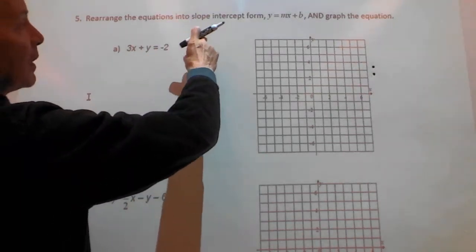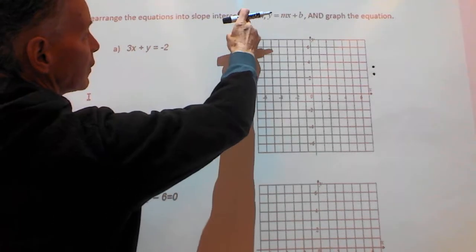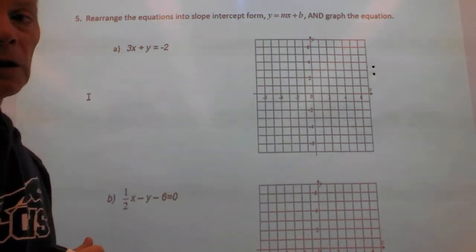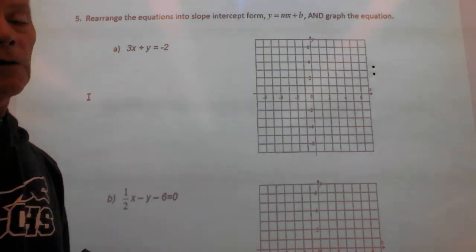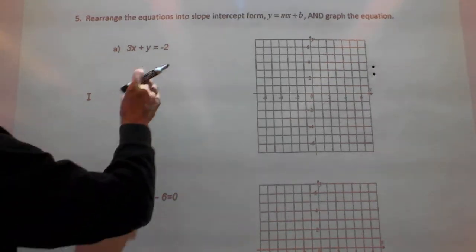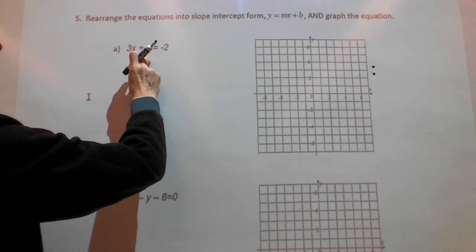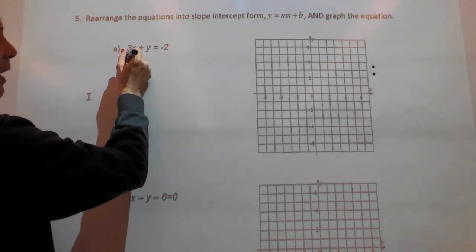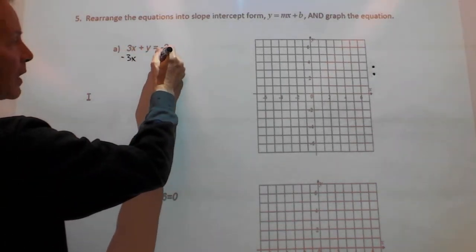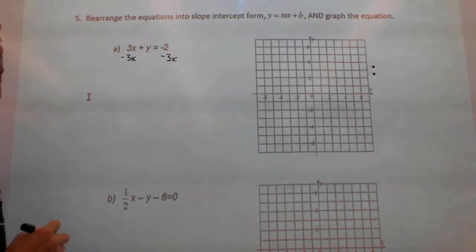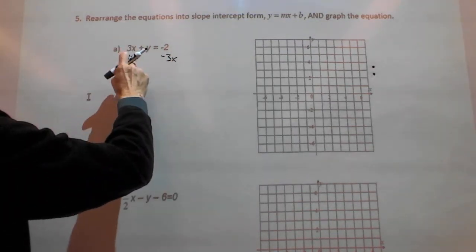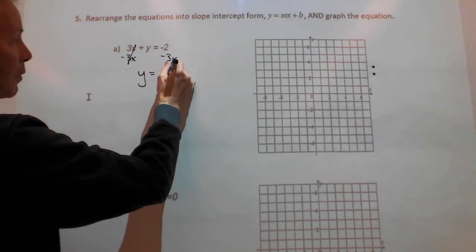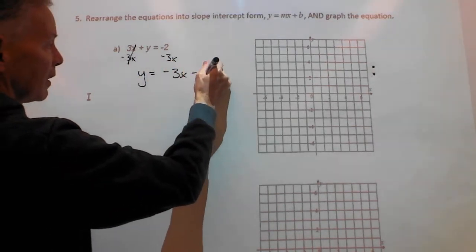In this case, it asks you to put it into slope-intercept form, and it reminds you that that's y equals mx plus b. Remember, all these formulas will be on your formula sheet. So if we want slope-intercept form, we simply have to isolate y. That means we're going to have to get rid of this 3x from the left side, and we do that through subtraction. So subtract 3x from this side, it cancels. That leaves you with y equals negative 3x minus 2.